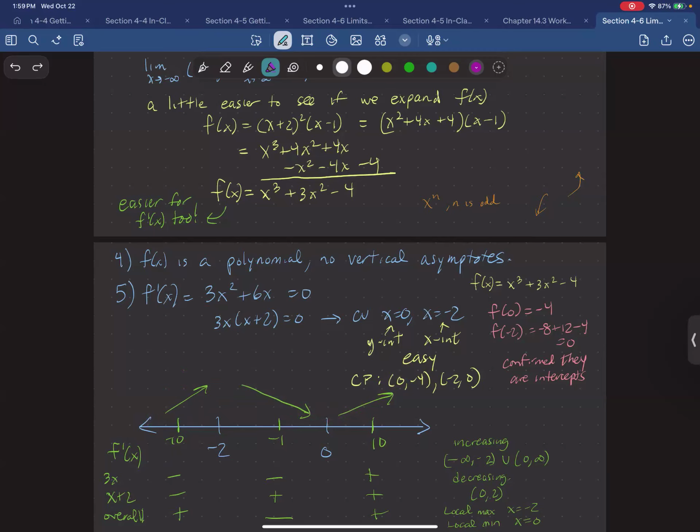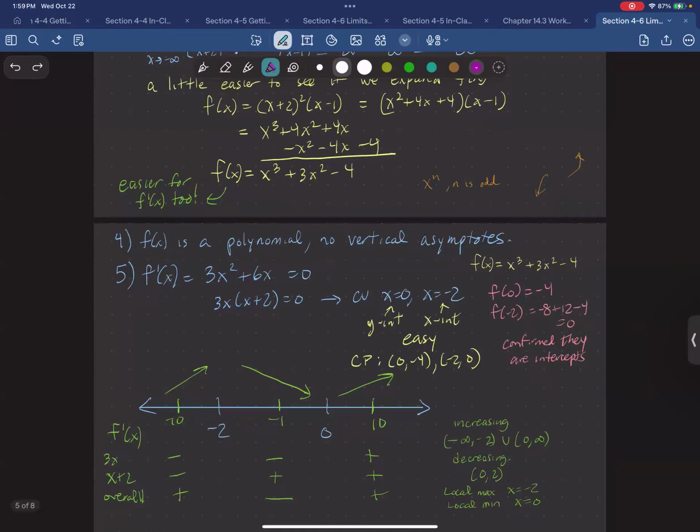It is worth writing down regions of increasing and decreasing. Identify your local max. I can see since it's going up and then coming down, negative 2 is the local max. And at 0, it's going down and then coming up. 0 is the local min. I will use this on the next step.